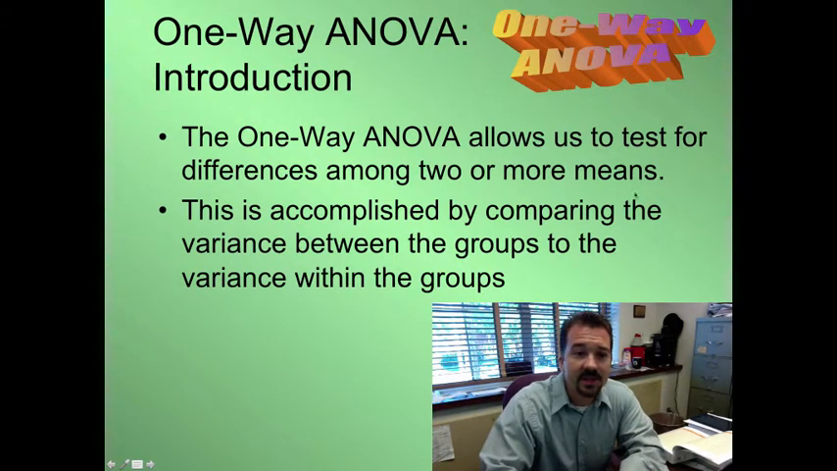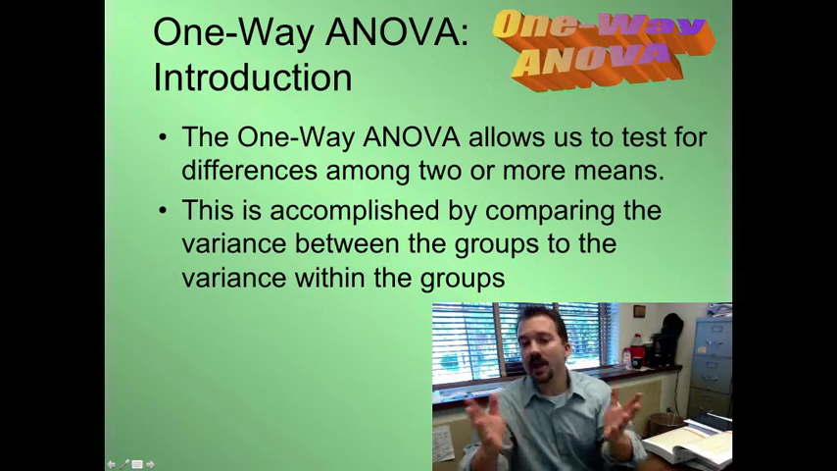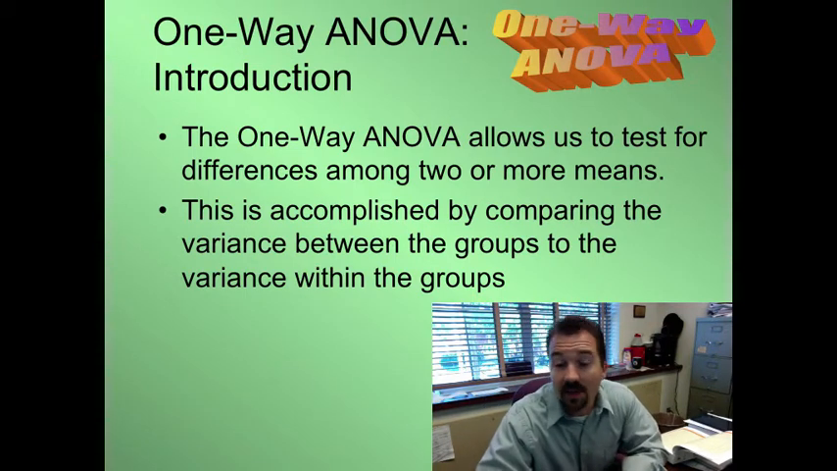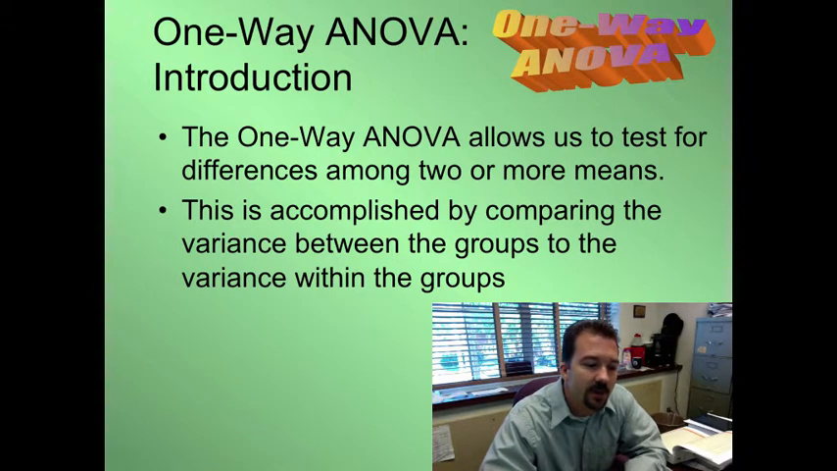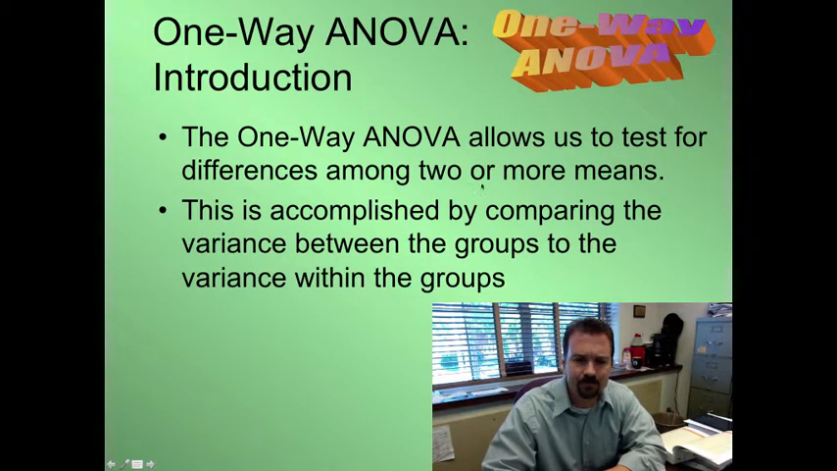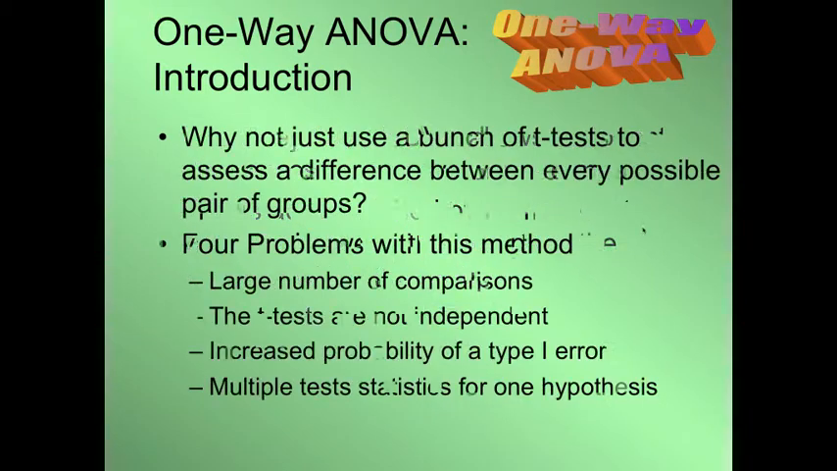And it allows us to test for differences among two or more means. I say two or more here. You can certainly use the ANOVA instead of a t-test if you wish, but they're perfectly comparable tests in that case. But people do typically use a t-test if they have two means that they're dealing with, two groups, and an ANOVA if you're dealing with three or more. So as I said, you're comparing the variance between groups to the variance within groups.